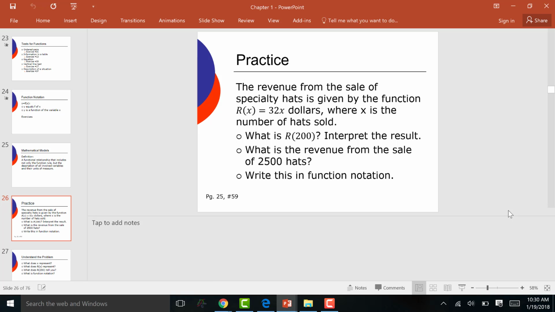Done. All right, last bullet says write this in function notation. Whenever it says function notation, it wants something of x, whether it's r of x, p of x, q of x, f of x, equals a number. So it wants r of 2,500 equals 80,000. This is function notation. So in the homework, when it says write your answer in function notation, it wants it written just like that. So function notation is always written like that when you answer.